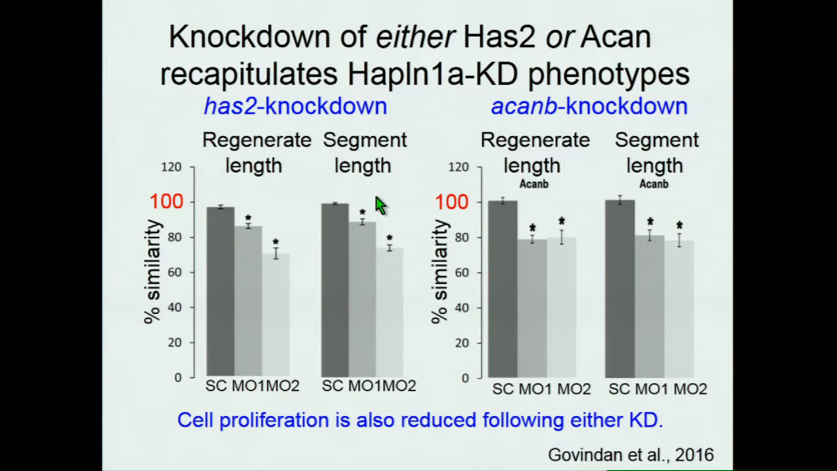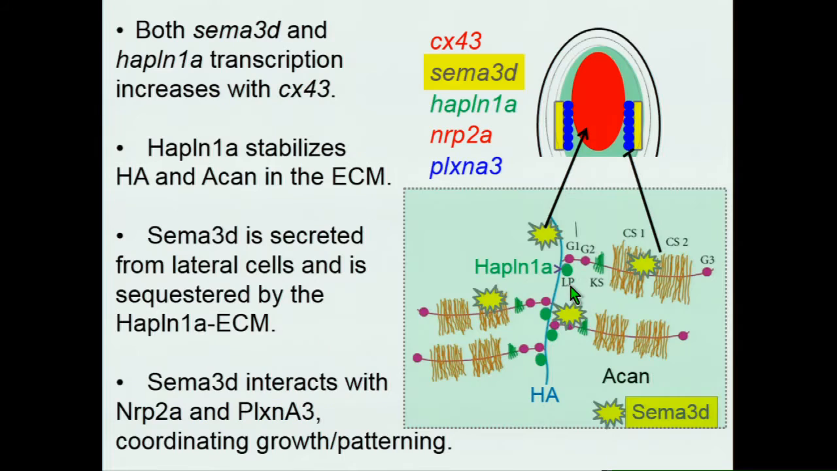Okay. And so for the Has2 knockdown and for the Acan-B knockdown, we find that they both reduce regenerate length and segment length. You can see here, and then in the interest of space and time, I left out the cell proliferation graphs, but cell proliferation is also reduced following Has2 knockdown and Acan-B knockdown. Okay, so that brings me to our model, which is shown here.